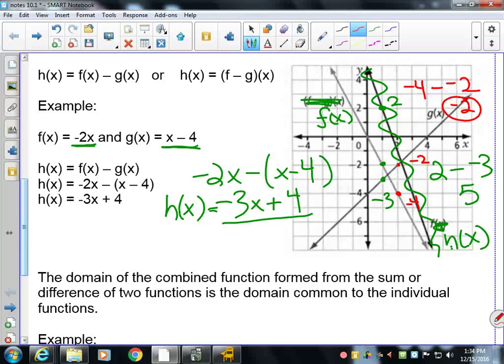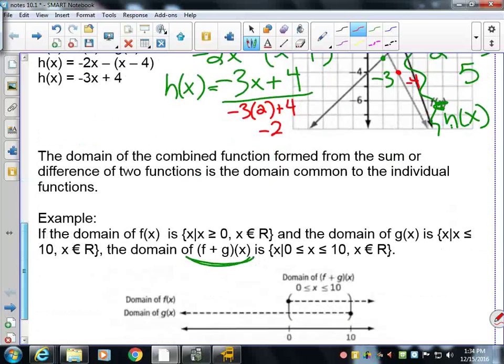If we come into this equation, we get negative 3 times 2 plus 4, negative 6 plus 4, we get an answer of negative 2 as well. Okay? It's just that my one line is graphed wrong and the other line was labeled wrong, right? I'm sorry. Okay. Good catch, though.